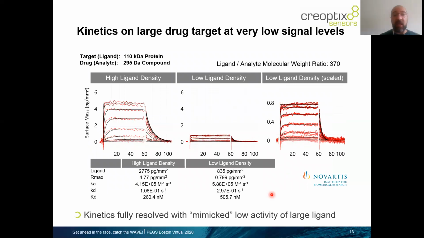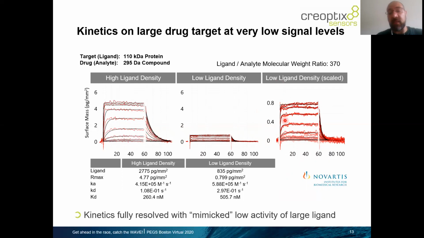I will start first by showing you an example of this sensitivity. This is a possibility of deriving kinetics at very low responses, very low signals, as we can see here. The molecular weight ratio between the analyte and the ligand is quite big. So it's a small molecule binding onto a big protein, a 110 kilodalton protein. And as we can see, we can resolve kinetics at very low responses. This is data from Novartis in the US. As you can appreciate here, with the low density protein, we can resolve data in triplicates.